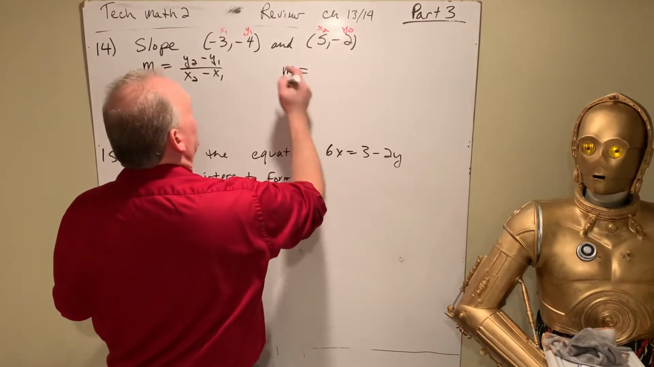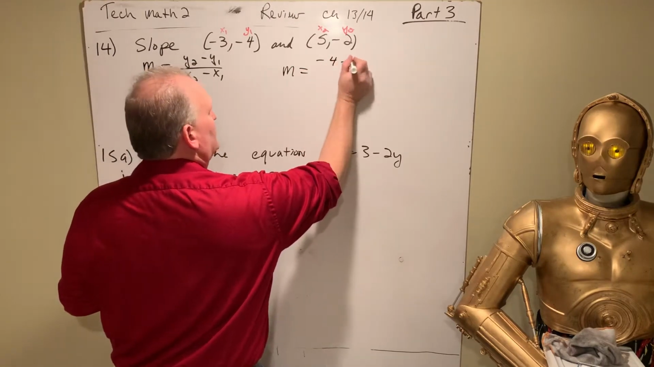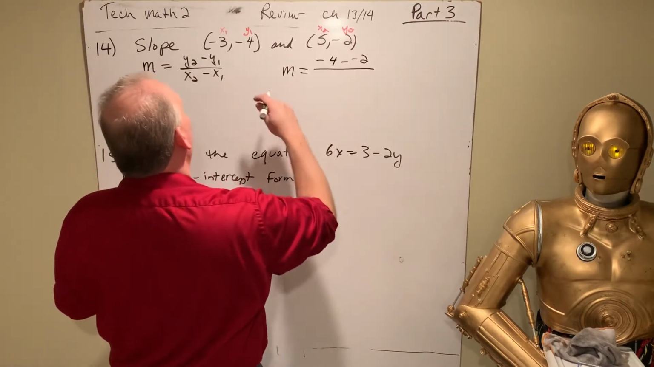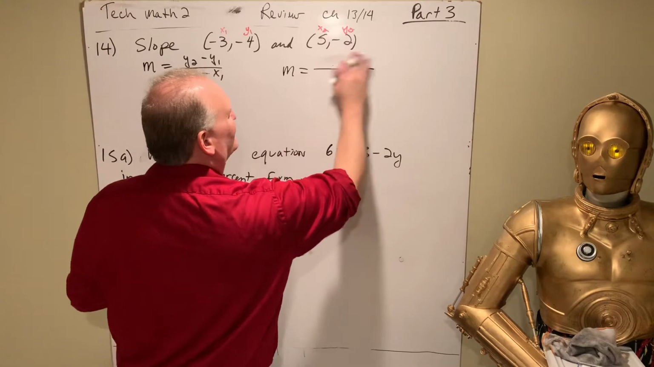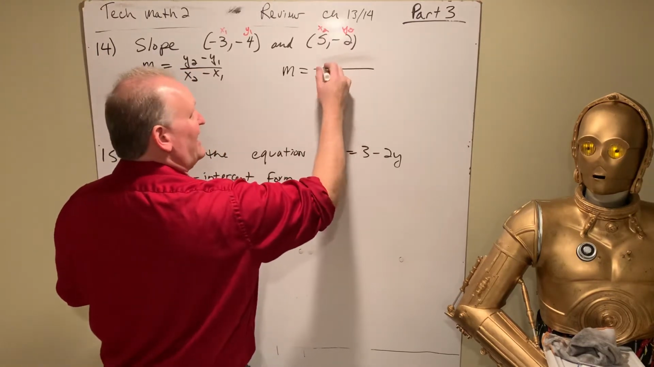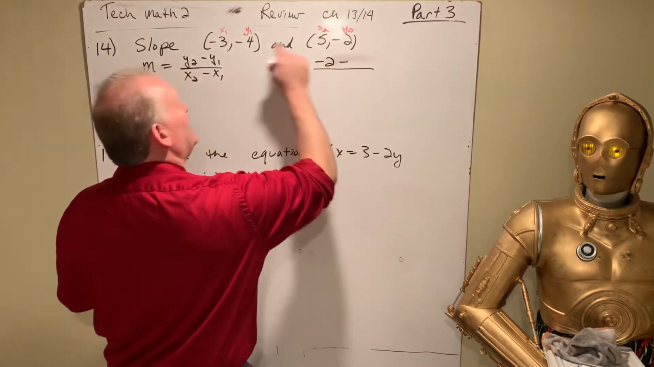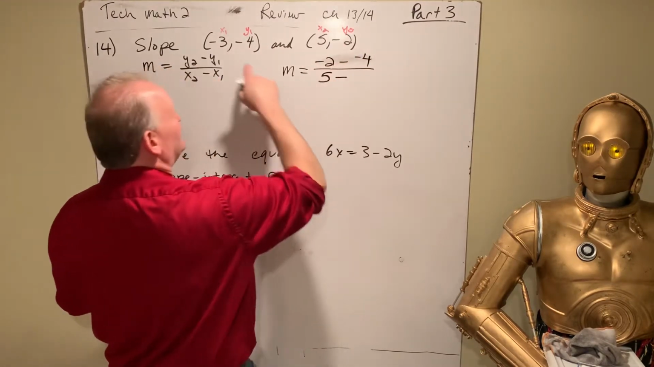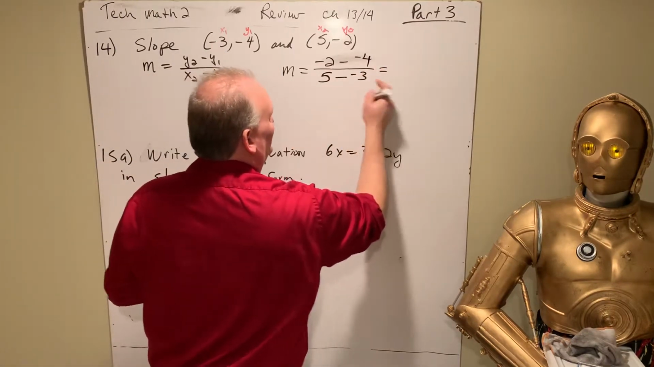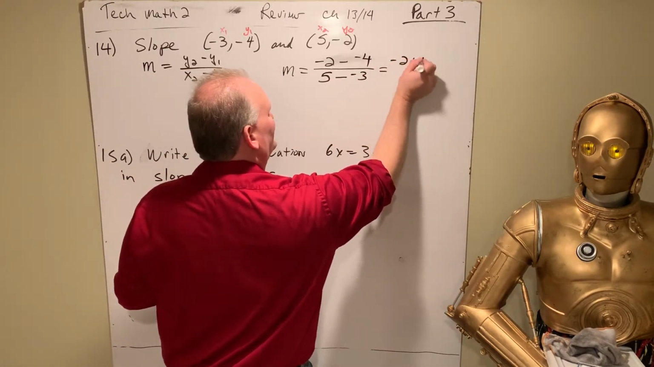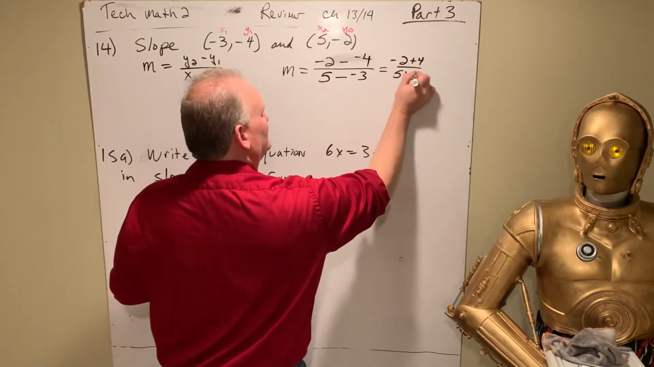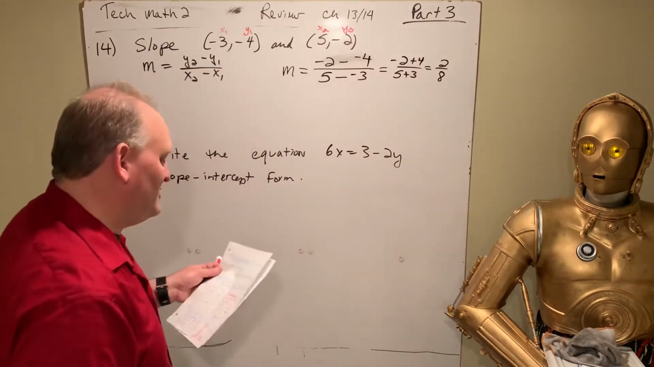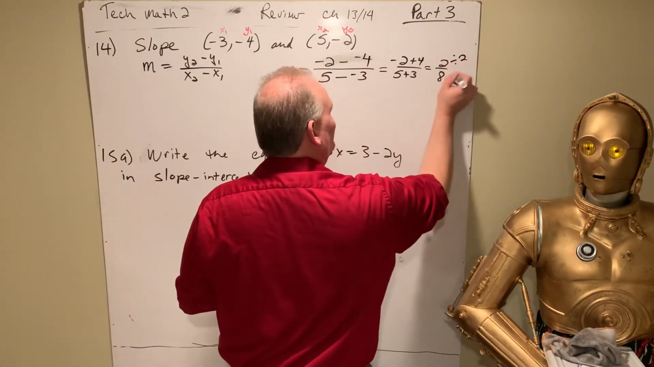So look, we get negative 4 minus negative 2 over 5. Oh, wait, I did it backwards. I just was talking about doing it backwards, and then I did it backwards. Let's try again. Negative 2 minus negative 4 over 5 minus negative 3. All right, so 2 negatives in a row make a positive, and we end up with 8 on the bottom and 2 on the top. 2/8, which reduces, divide by 2 top and bottom, to 1/4.